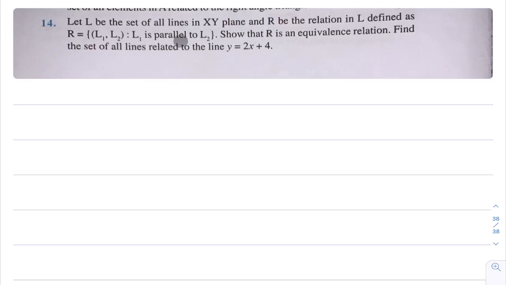If L1 is parallel to L2, is L2 parallel to L1? You draw two parallel lines. L1 is parallel to L2. Is L2 also parallel to L1? Yes, symmetric, over. See how simple it is. Transitive property: you take L1 parallel to L2 and L2 parallel to L3. From that, can we say L1 is parallel to L3? Of course, L1 is parallel to L3. See how simple the problem is.